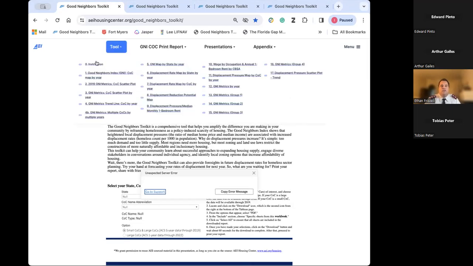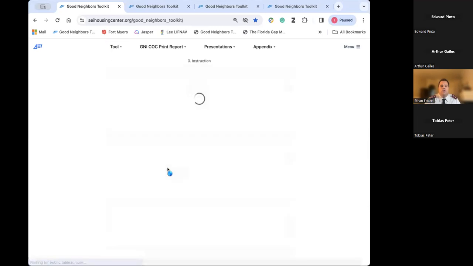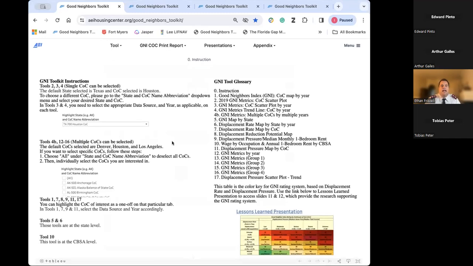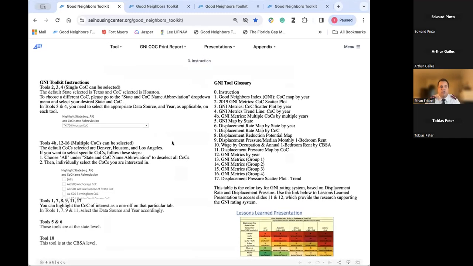If we start with the index, we start with a call for us to choose what data we want. So the index has on it the instructions for use. Tools 2, 3, and 4, which you'll see in a moment, allow a single COC to be selected. Tools 4 and 12 through 16 allow for multiple tools to be selected. If you look at the right, you'll see a GNI tool glossary. GNI means Good Neighbors Index. You'll see GNI metrics, GNI maps, displacement rates, and then metrics per year. For those of us who've now been doing this for 9 months, we use this language as everyday language, and we are finding more and more cities are too, as they're using the data, and we're pleased to do that.